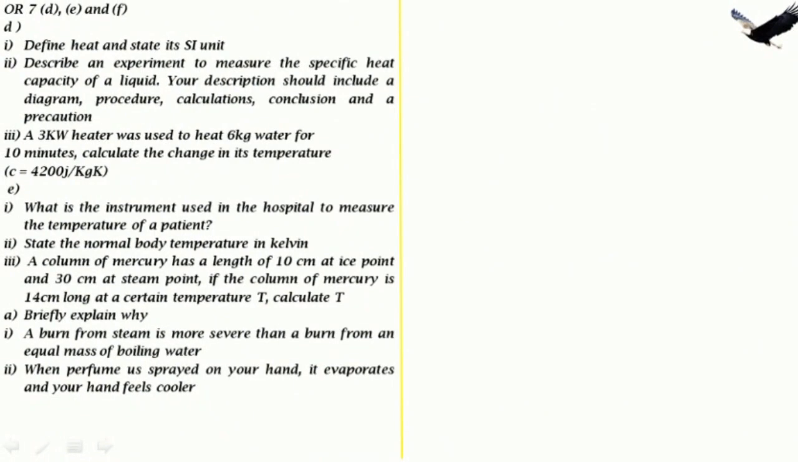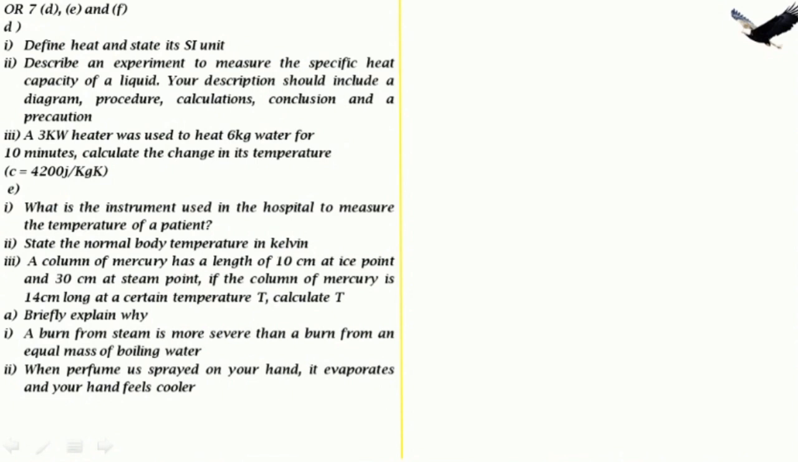The second part of question 7 says define heat and state its SI unit. Describe an experiment to measure the specific heat capacity of a liquid. Your description should include a diagram, a procedure, calculations, conclusion, and precaution. This time again, I'm going to omit the experiment. Like I said, log into my channel, a lot of experiments in there. You can just watch and complete this part of the question.